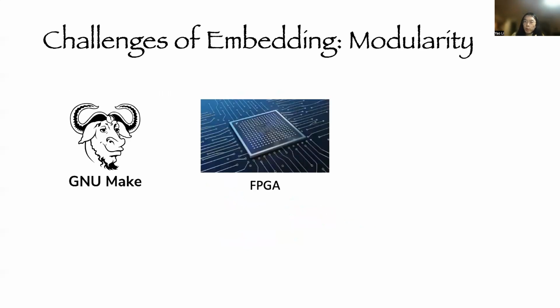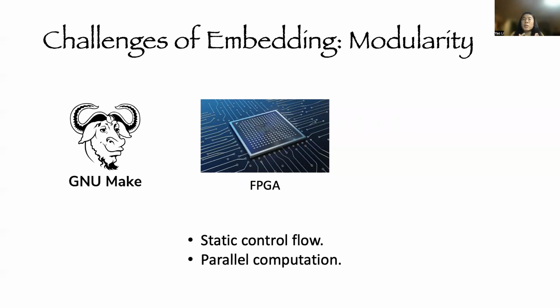Finally, we want our embedding to be modular. This is because many programming languages contain similar language constructs, features, or computation patterns. Let's consider Makefile and FPGA. They are very different languages, but they share some common characteristics. First, they both enforce a static control flow. In a Makefile, file dependencies are statically fixed, and an FPGA is hardwired. Furthermore, due to the nature of their static control flow, we can parallelize certain computation in them, as seen in make -j and in an FPGA.